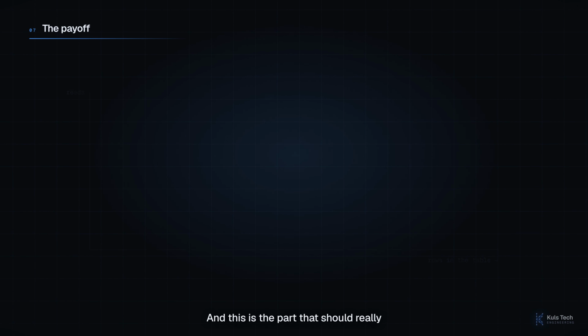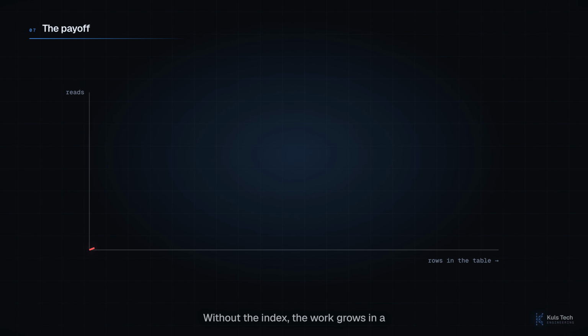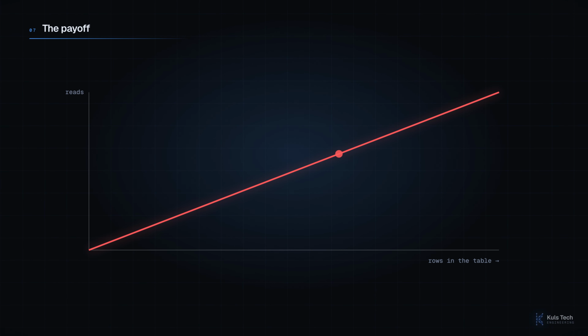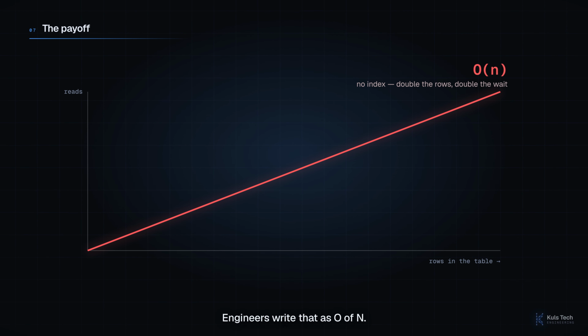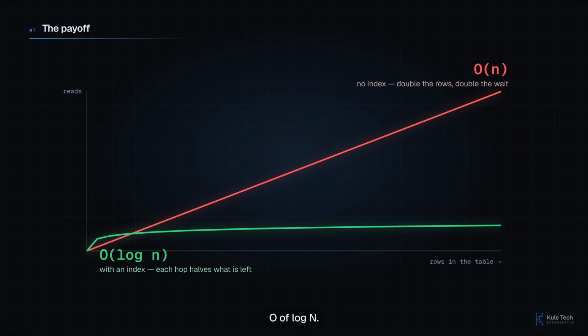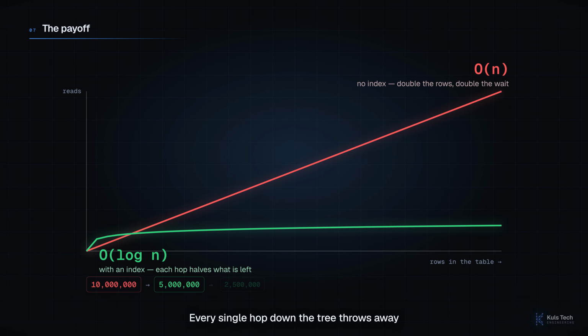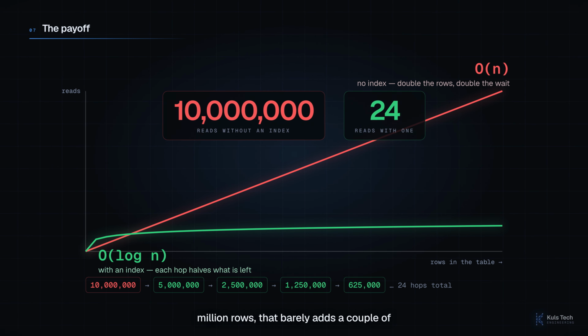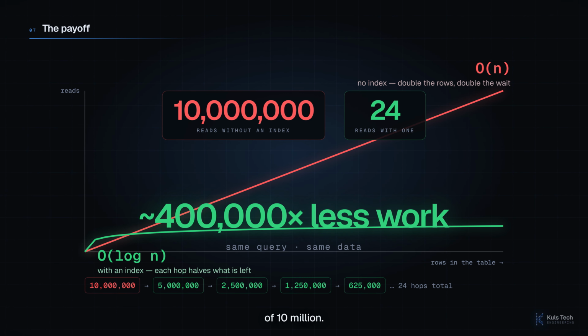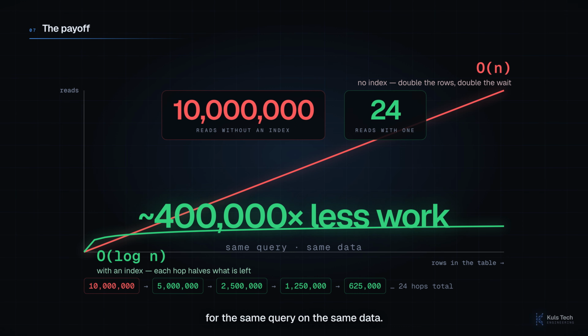3. And this is the part that should really land. Without the index, the work grows in a straight line. Double your table, double your search time, 10 times the rows, 10 times the wait, forever. Engineers write that as O of n. With the index, the work grows logarithmically. O of log n. Every single hop down the tree throws away half of what's left. So going from 1 million rows to 10 million rows, that barely adds a couple of steps. 10 million rows becomes roughly 24 reads instead of 10 million. That is about 400,000 times less work for the same query on the same data.